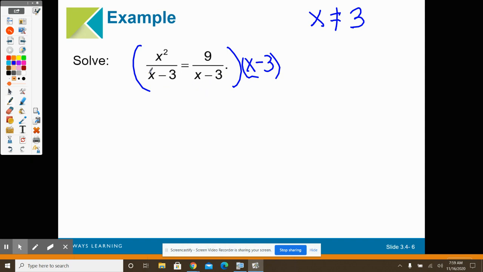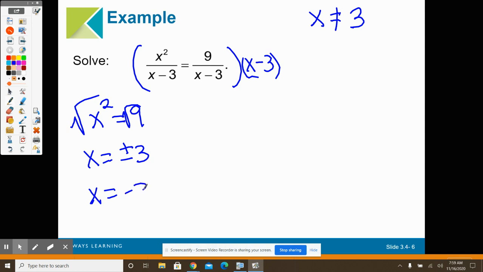And the reason it will clear out both of them is because the other thing you could have done is just set those equal to each other. Because the denominators are the same, the numerators have to be the same. X squared can just equal 9. Square root both sides. Don't forget your plus or minus, and you get plus or minus 3. Well, you can't have positive 3. So the answer is just negative 3. So that's one way you could do it.